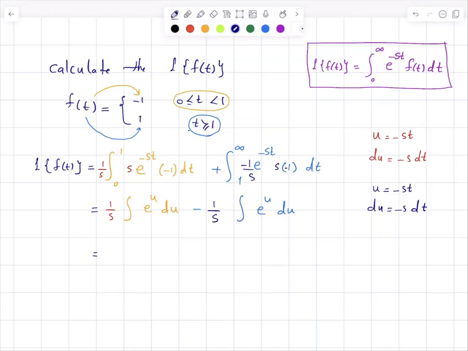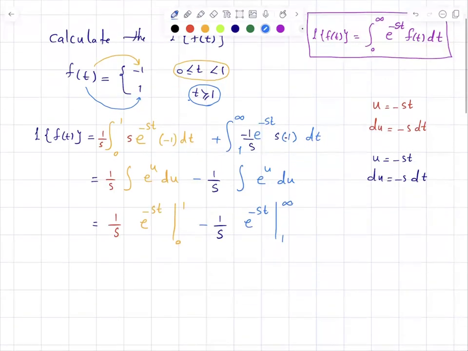Here you have 1 over s e to power u, but your u is negative st, and then your t is bounded between 0 and 1, minus 1 over s of e to power u, and your u is negative st, and your t ranges from 1 to infinity. Very good. So let us continue.